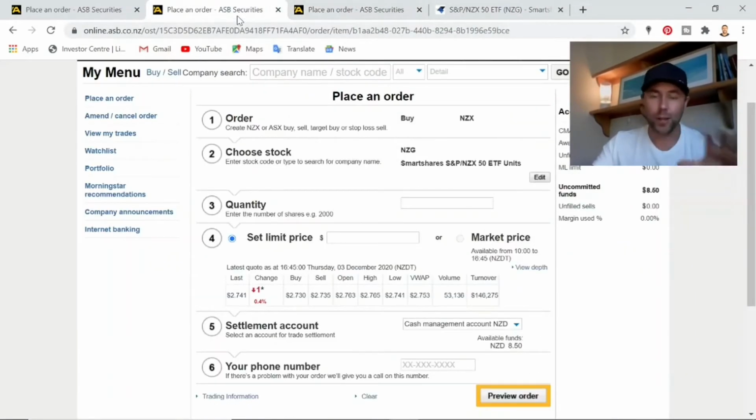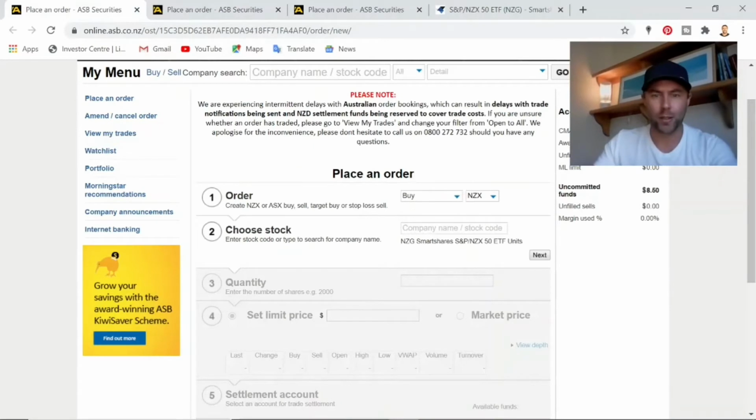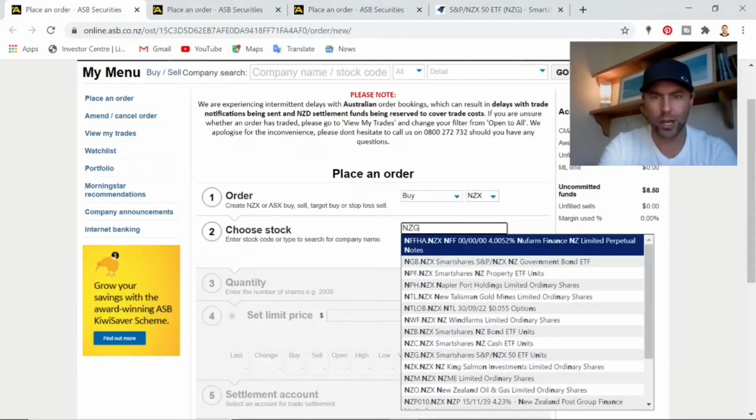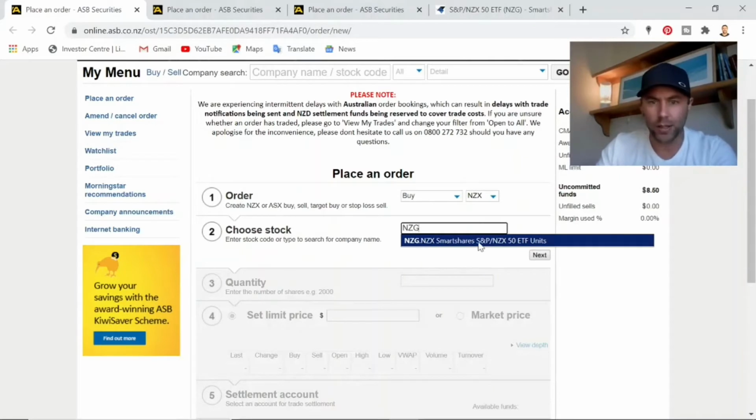Like I say, anything I'm talking about today is not a recommendation. I'm not saying you should rip out and buy NZG. I'm just showing you how it's done through ASB. Okay, so we go back to here. We then type in NZG, and there it is there, Smartshares.